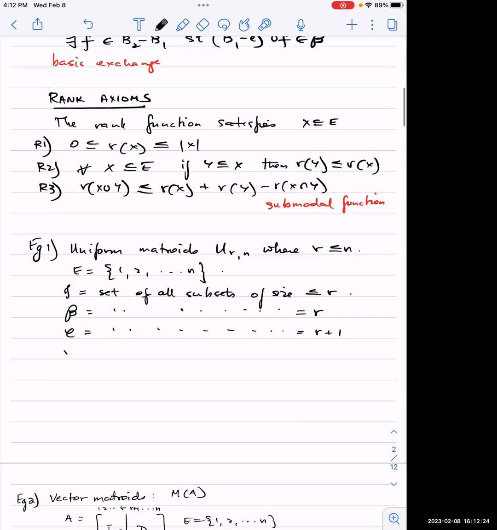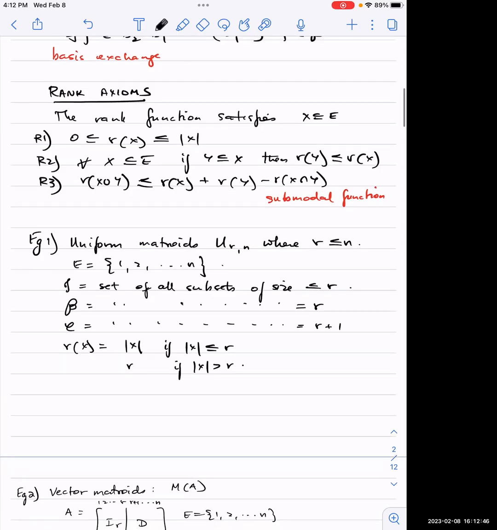And what would be the rank? Rank of X would be just |X| if |X| is less than or equal to r, and just the rank of M if |X| is strictly greater than r, and the rank of M is just r here.